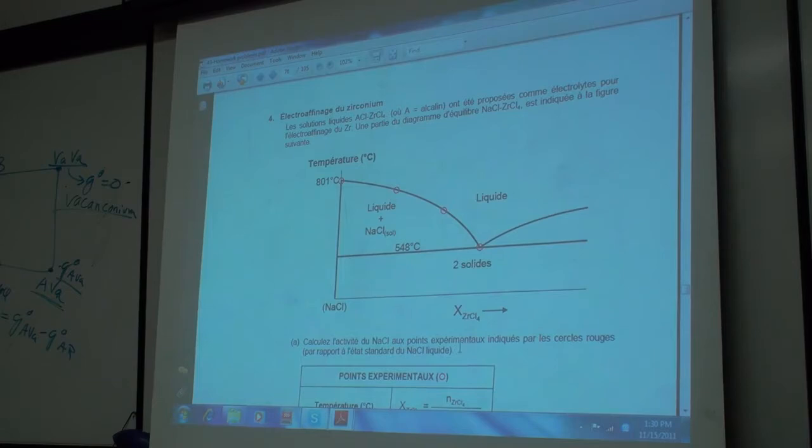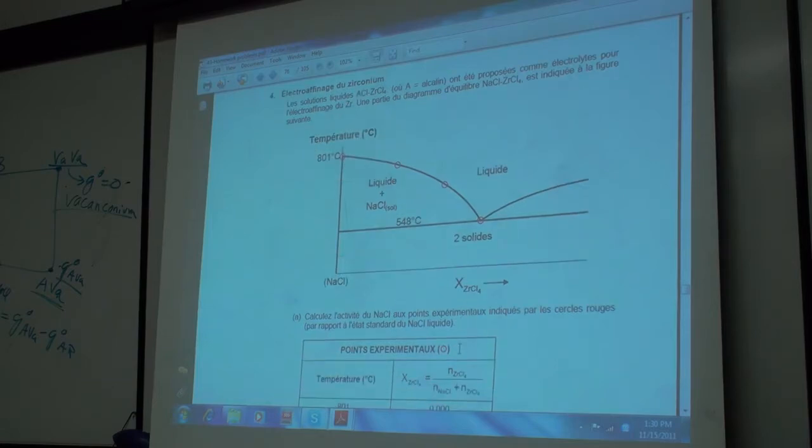Okay, the electrorefining of zirconium. Liquid solutions of alkali chloride and zirconium tetrachloride have been proposed as an electrolyte to refine zirconium. Zirconium tetrachloride, ZrCl4, is not a molten salt. It's a molecule like carbon tetrachloride. It's a gas or a liquid. Okay, but it's a molecular liquid.